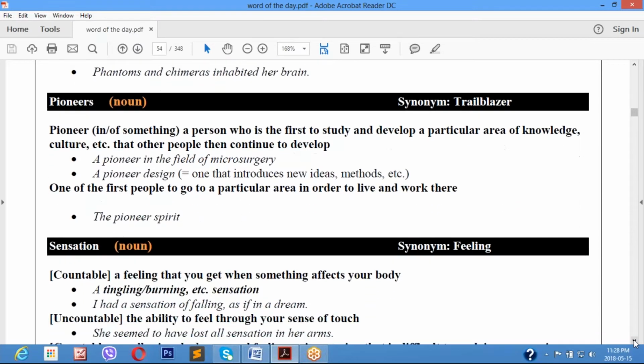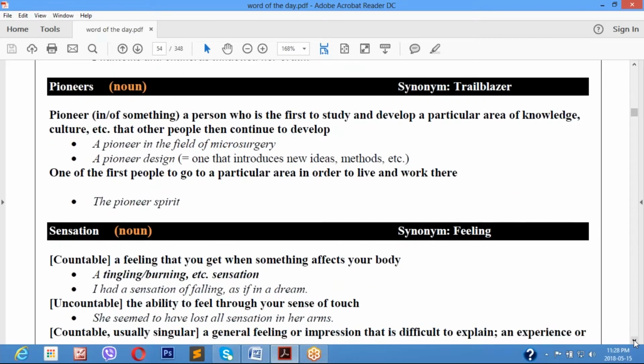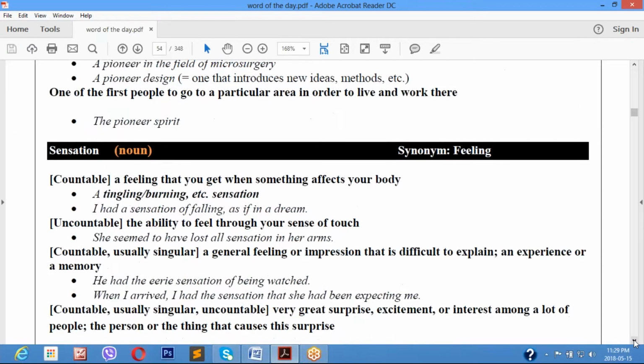Pioneer. Pioneer, the person who is the first one. Pioneer, a person who is the first to study and develop a particular area of knowledge, culture, etc. that other people then continue to develop. So he is the pioneer in these universities. He is one of the pioneers. So in this way, we can also use this word.